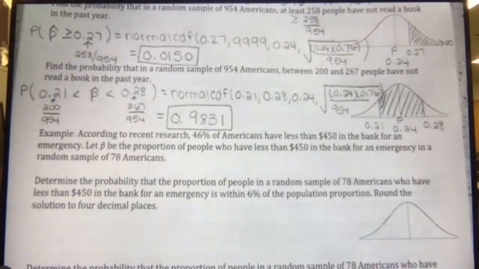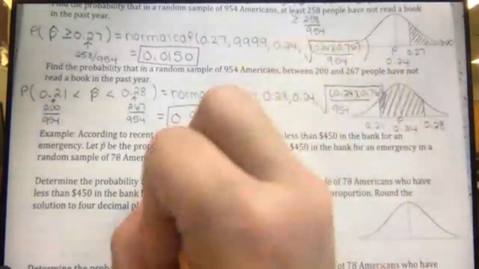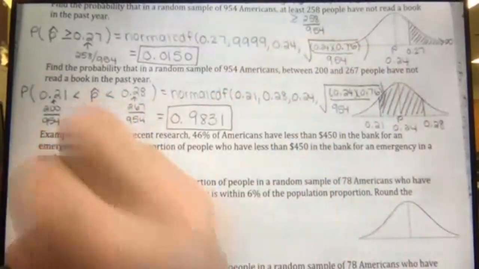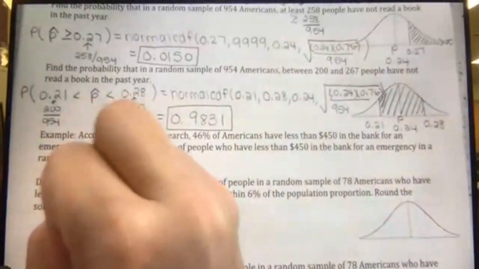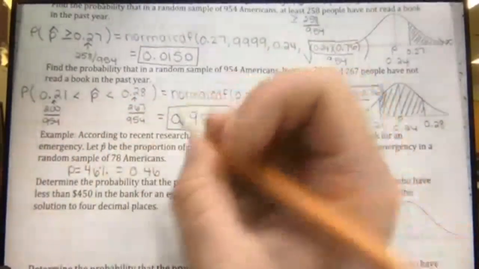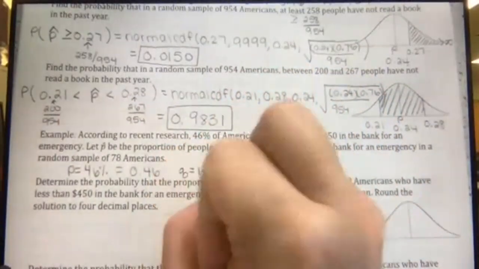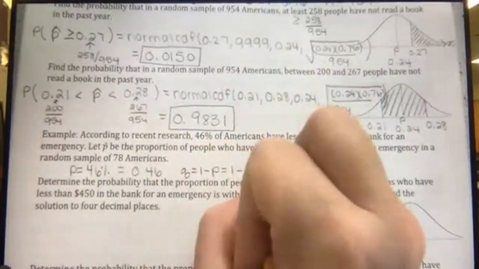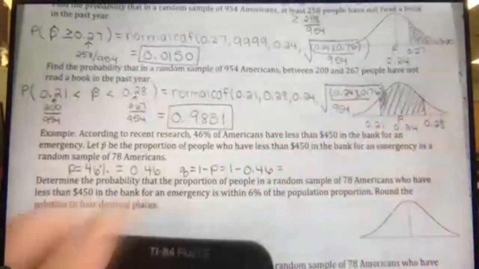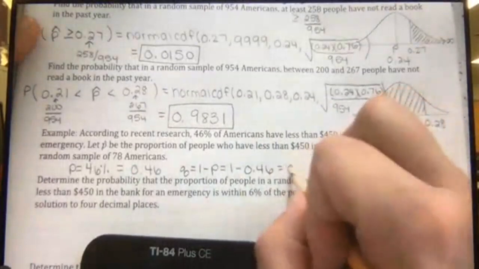All right, according to recent research, 46% of Americans have less than $450 in the bank for emergencies. So that's going to be our p-value. So p is 46%, which is 0.46, which means that our q value is 1 minus p. So 1 minus 0.46, which is 0.54.